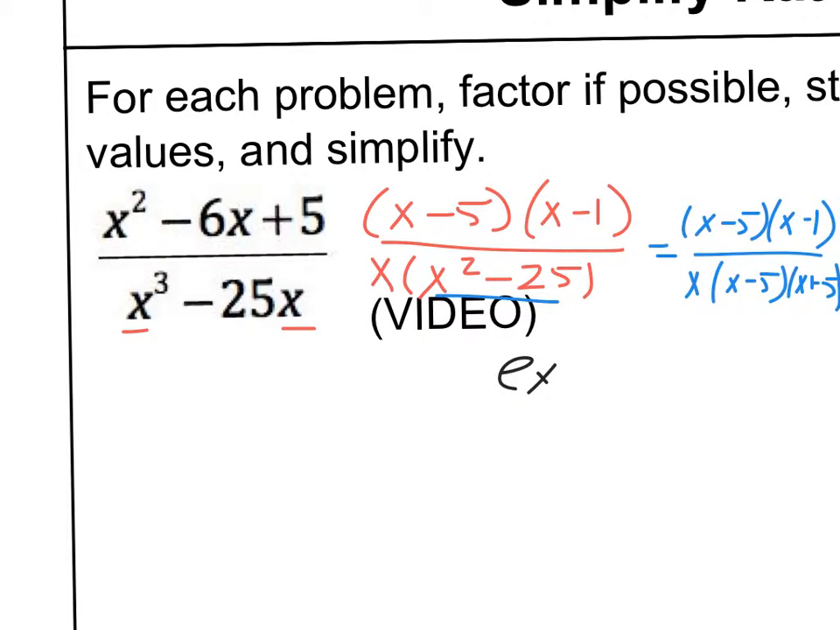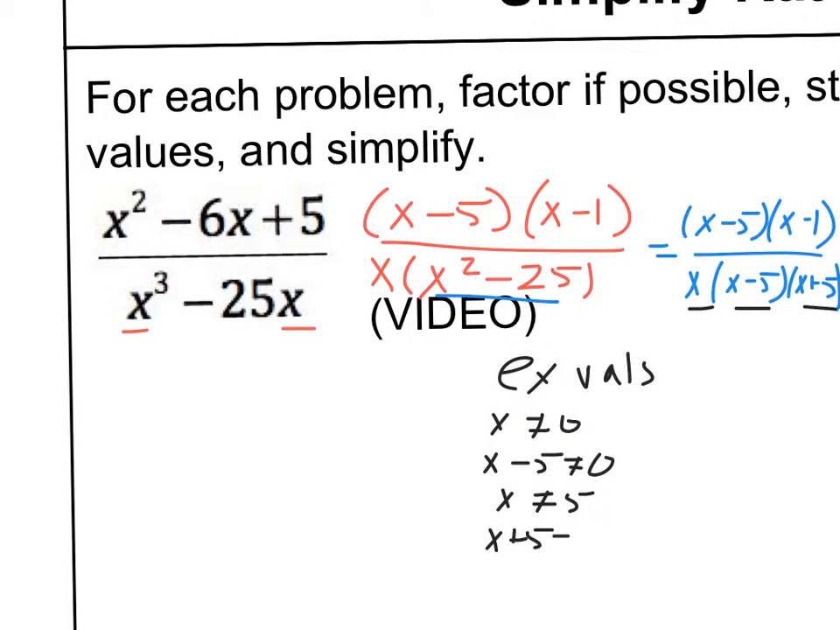Excluded values are going to be based on the bottom. X can't equal 0. X minus 5 can't equal 0, therefore x cannot equal 5. And x plus 5 cannot equal 0, therefore x cannot equal negative 5. Those are my three excluded values. And then finally, we got to simplify this. The only thing they have in common is an x minus 5. That will leave me with a final answer of x minus 1 on top and x times x plus 5 on the bottom.